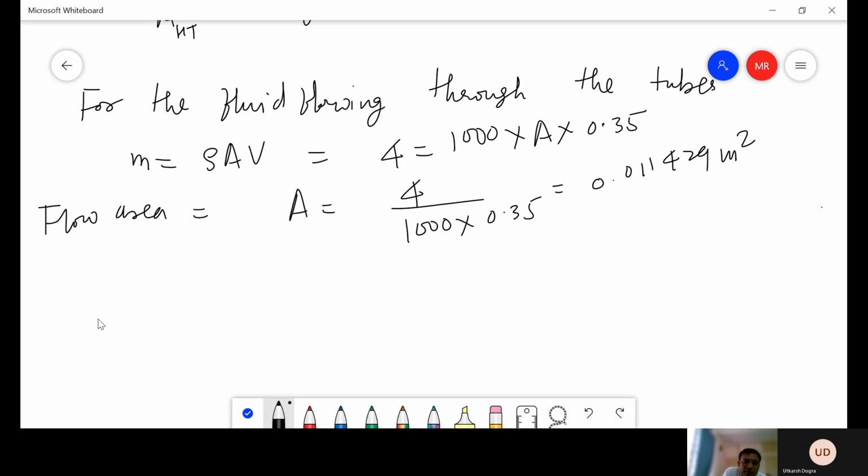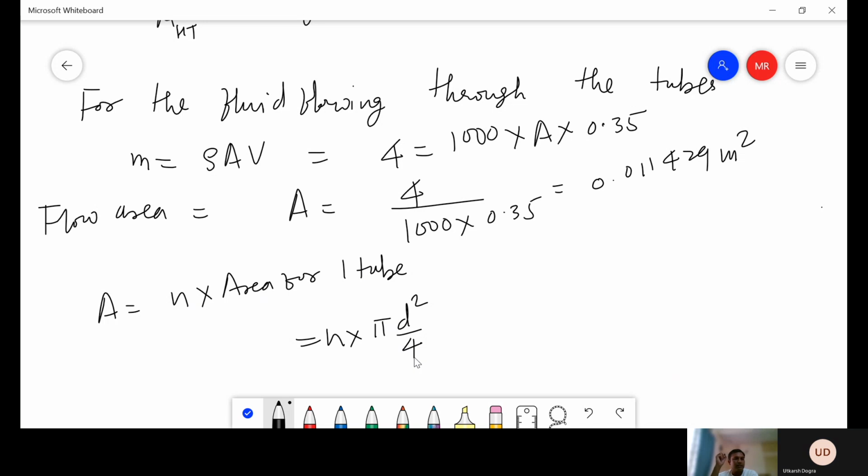So now this flow area is given by what? This flow area is given by number of tubes multiplied by area of one tube. So that is given as n into pi d square by 4. Is it correct?